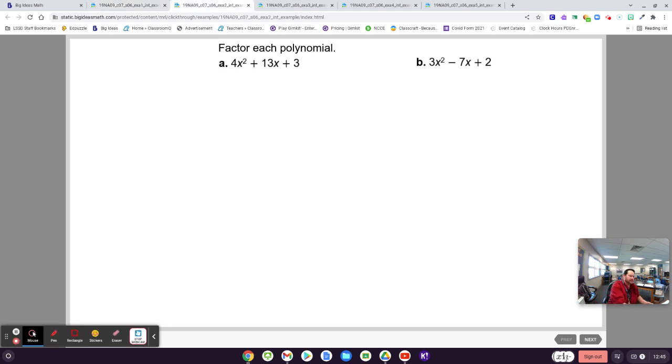Here we go. Okay, so first question for you for A there is what is the GCF for 4, 13, and 3? Yeah, that GCF is 1. So there's no actual GCF to pull out. So this one we're just going to have to factor like difficult method with the area model.